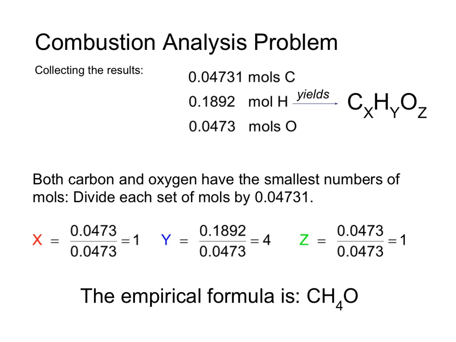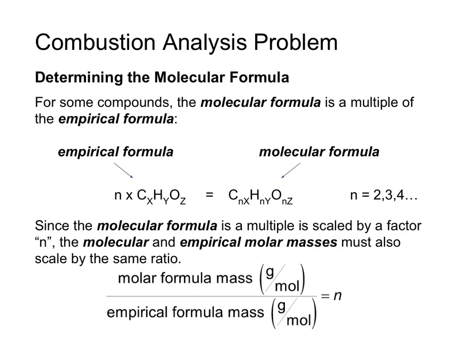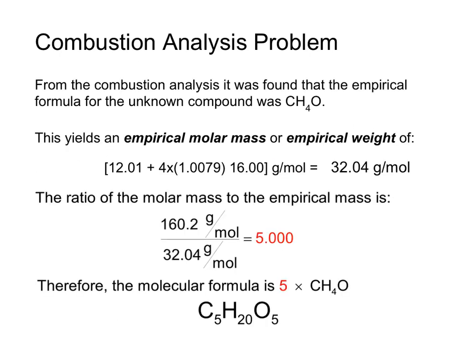We also want to find the molecular formula of this compound. And so to do that, as we've discussed before, we're going to take our molar mass that we were given and divide it by the empirical formula mass. And so we find the empirical formula mass by simply finding our molar mass of CH4O, which we calculate to be 32.04 grams per mole.